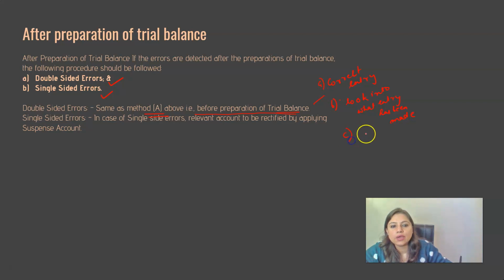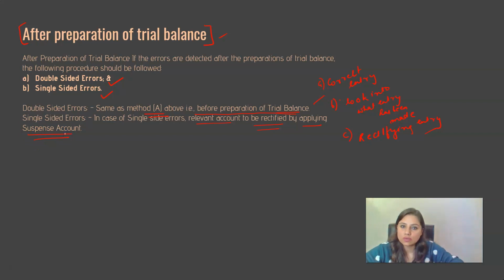And thirdly, passing on the rectifying entry. So this is the same principle that will be followed in the case of double-sided errors even after preparation of the trial balance. However, in the case of single-sided errors, the relevant account needs to be rectified by applying the suspense account.